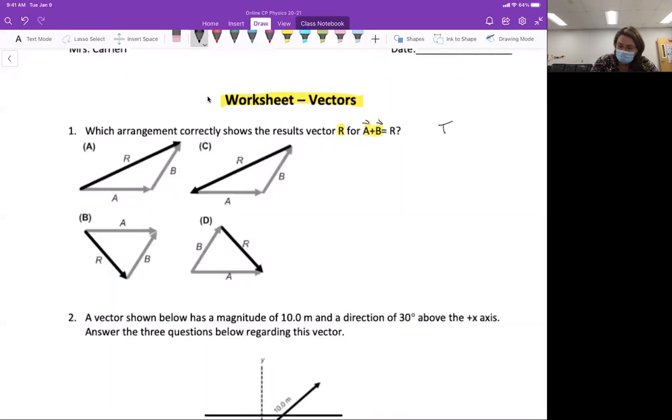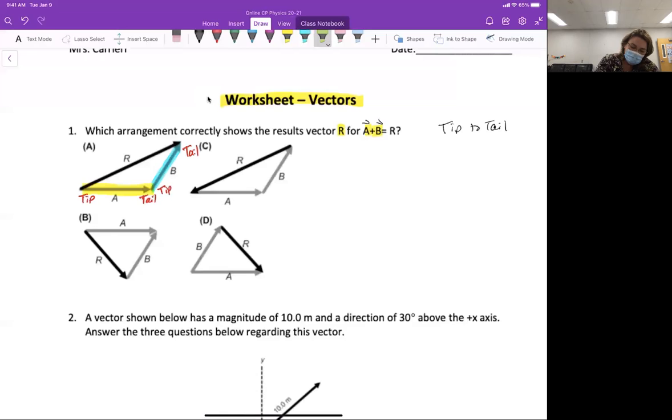What is our rule? We're going to have tip to tail. We have to draw them graphically tip to tail. So let's take a look, I'm going to start with A. So here, option A, here's my vector A, and it's drawn. This is my tail, and this is the tip. And then here is B, and this is the tip of B, and this is the tail of B. And sure enough, I have the tip of B to the tail of A, and that is drawn correctly.